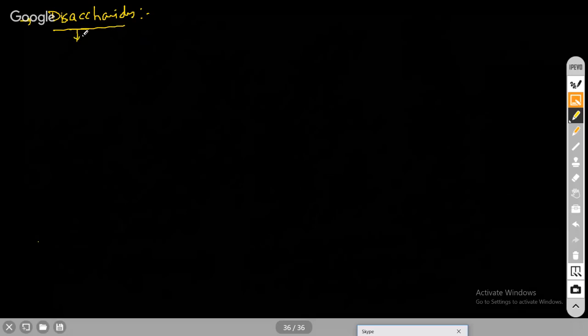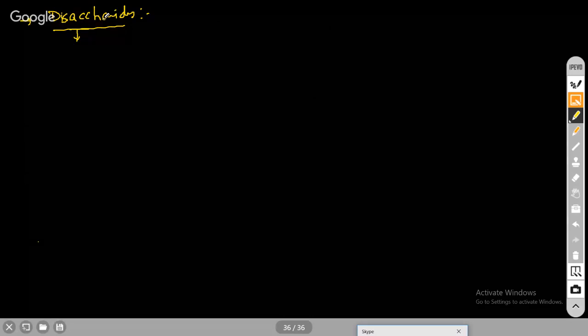Write down the definition here first. These are the compounds which on hydrolysis gives 2 monosaccharides. Example, if you do the hydrolysis of sucrose, acidic hydrolysis, H3O plus, you'll get glucose here and fructose. Glucose and fructose.